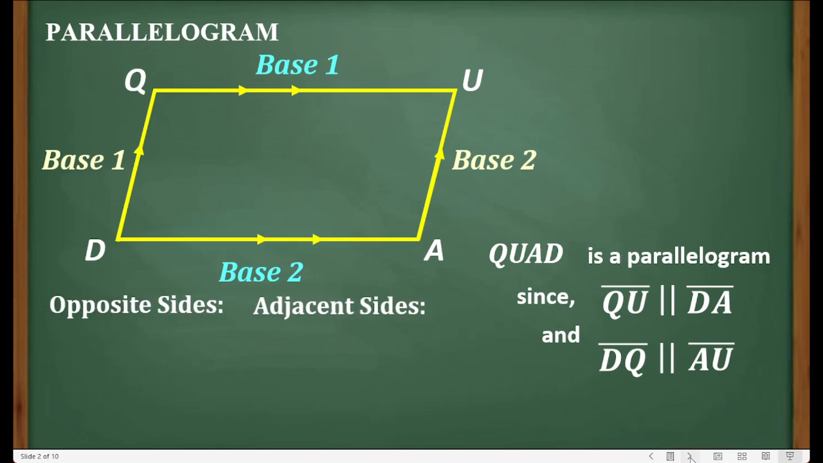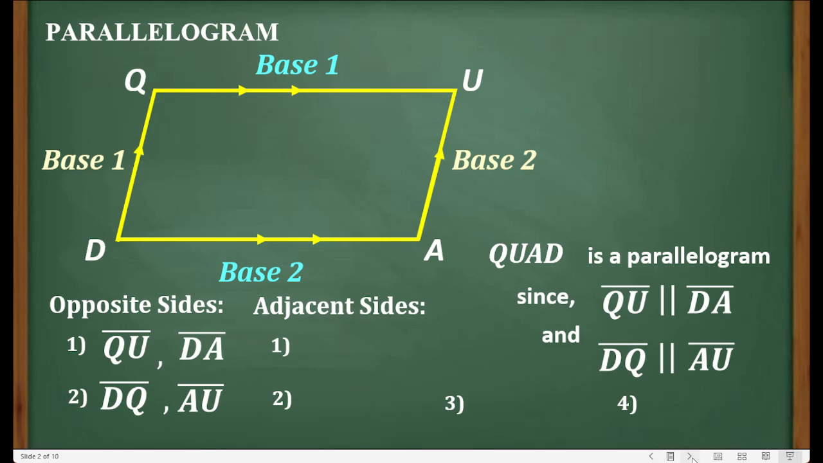Now for the opposite sides, we have two pairs, so that is segment QU and segment DA, and they are the parallel sides. Similarly, we have segment DQ and segment AU, this one. So these are the two pairs of opposite sides, and each pair of sides are parallel to one another.